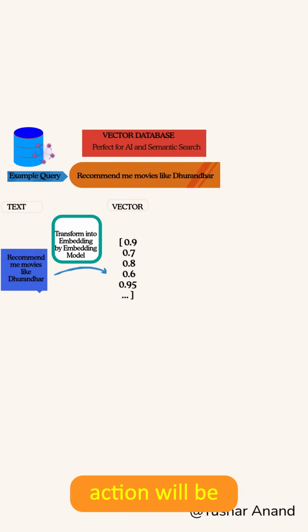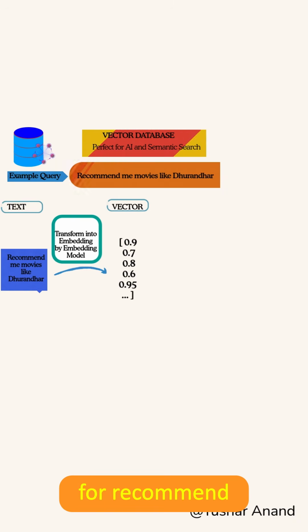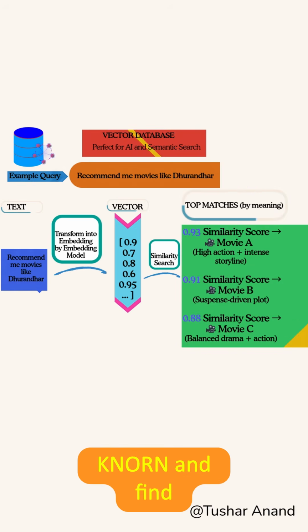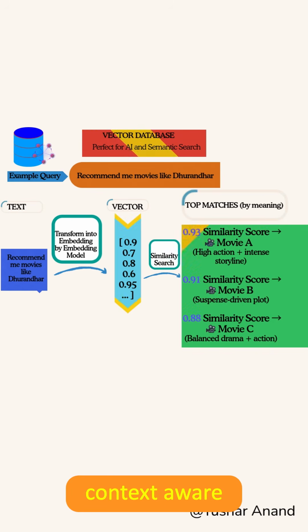Embeddings, like action will be 0.9, emotion will be 0.7, and likewise suspense, drama, and intensity. Now every movie becomes a point in multi-dimensional space. Movies with a similar feel are generally placed close together. When you hit search for "recommend me movies like Dhurandhar," the query is converted into a vector, then the system performs a nearest neighbor search using KNN or ANN and finds movies that are closest in meaning, not an exact match. This is basically context-aware search.